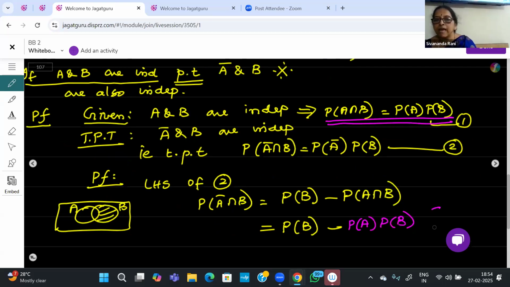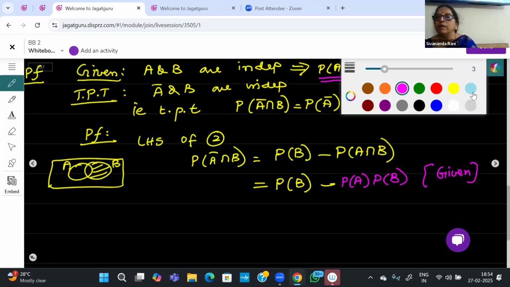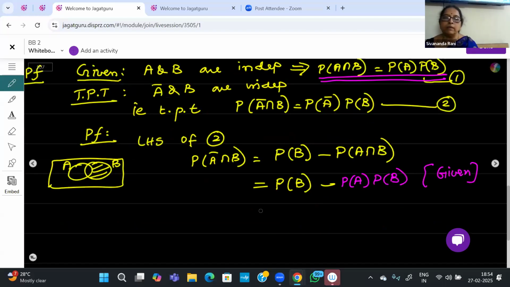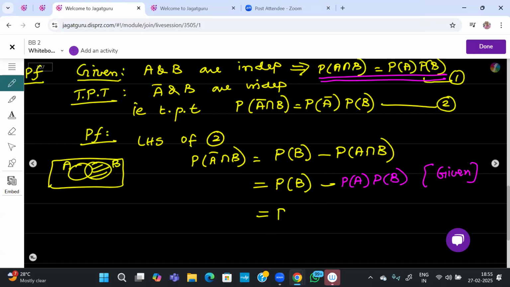And within brackets, I will write given. Okay, that's given to me. Now I'm using what is given. Because they are given to be independent, I'm making use of it. What comes out in the next step? What is common between these two terms? P of B. P of B is common. So I'm taking it out.